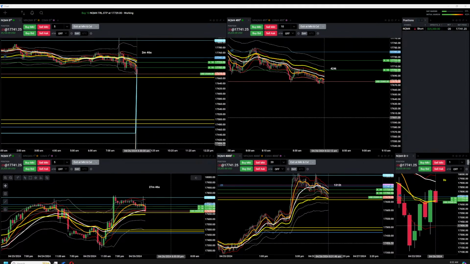Got the RDA on chart 1, for those that are following along.